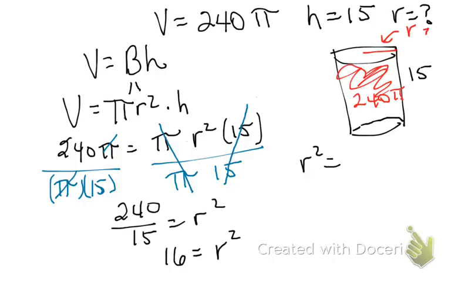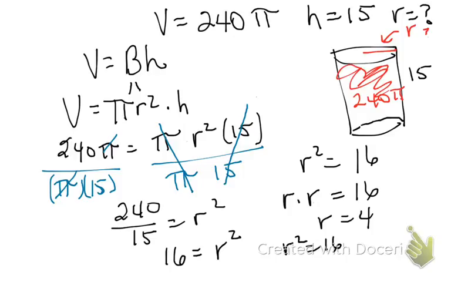But it's r squared. And remember, r squared equals 16. You could say r squared really means r times r. So what number times itself will give you 16? And you should figure out it's 4. Now there is another way you could do it if you're not too familiar with this. You could take the square root, which is the opposite of square, to both sides. And when you do, you're going to get r equals 4.